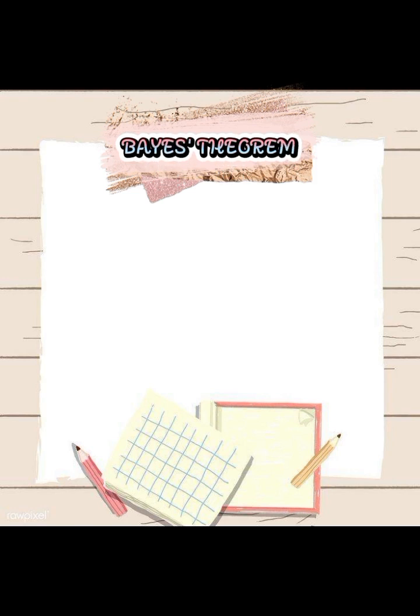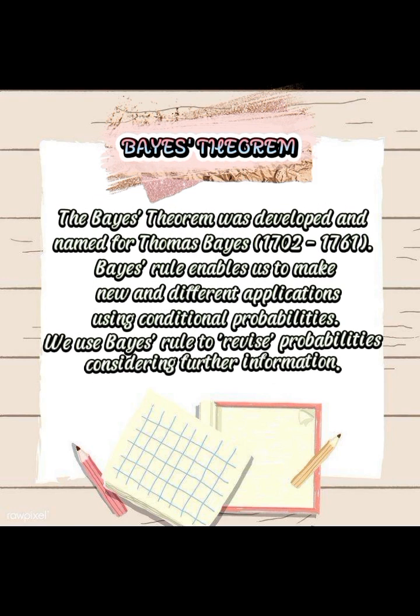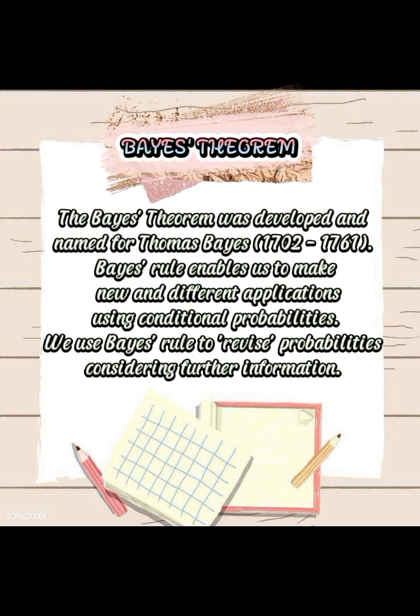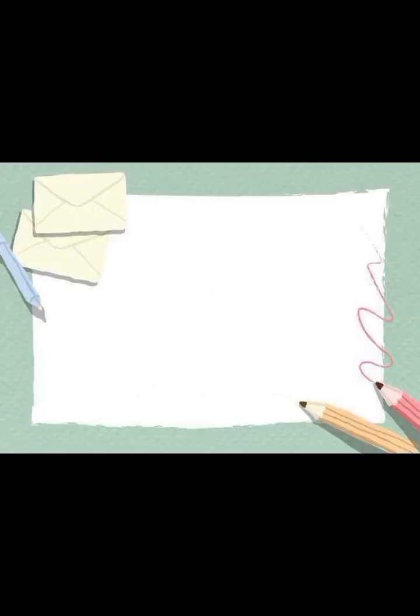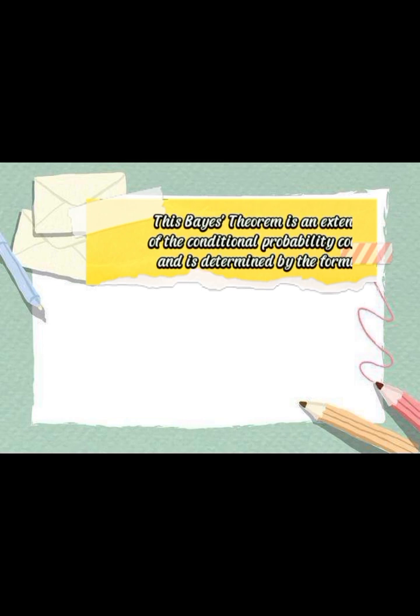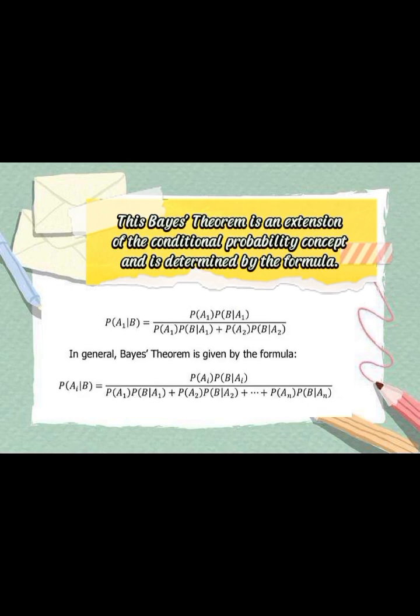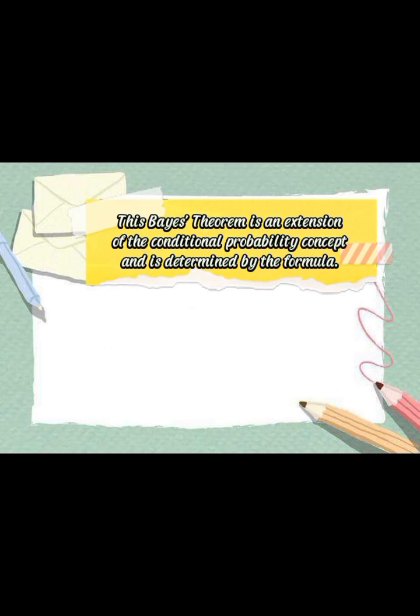The Bayes theorem. The Bayes theorem was developed and named for Thomas Bayes, 1702 to 1761. Bayes' rule enables us to make new and different applications using conditional probabilities. We use Bayes' rule to revise probabilities, considering further information. This Bayes theorem is an extension of the conditional probability concept and is determined by the formula. The formula is shown below.